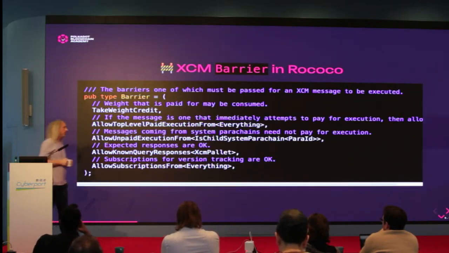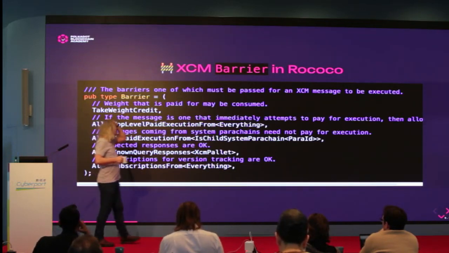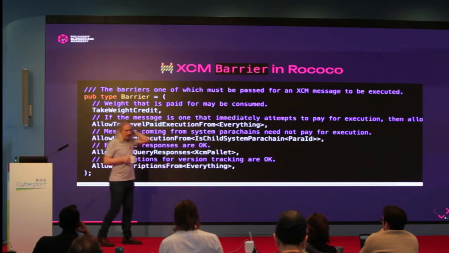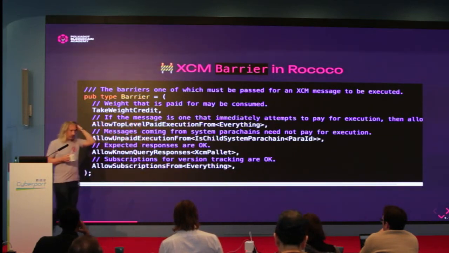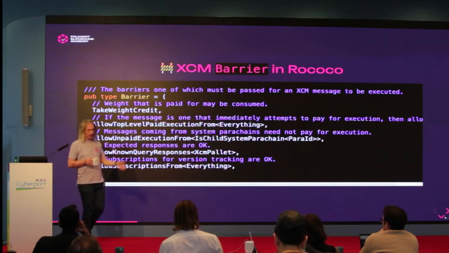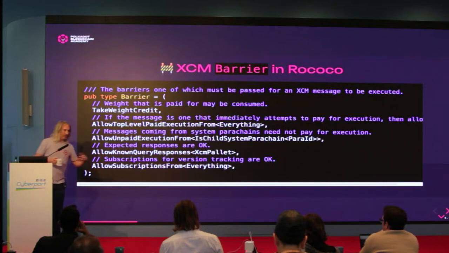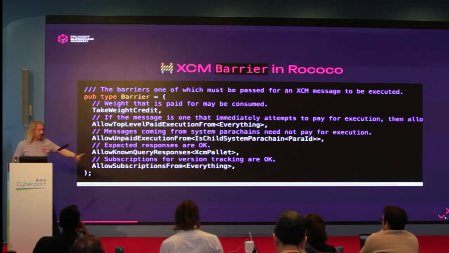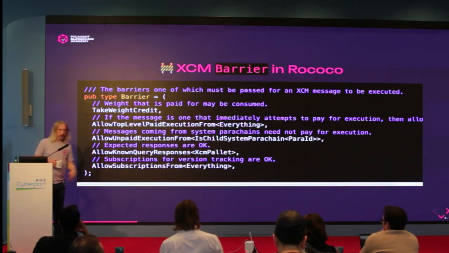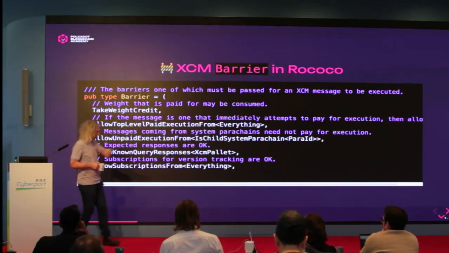When do we have a weight credit? Well, execute XCM, for example, will give a weight credit because it requires payment as part of the transaction itself, and therefore we give a credit to the XCVM, via the barrier, to basically say there's already some credit paid for. If the program is only going to use this amount of weight, then it can just go through.